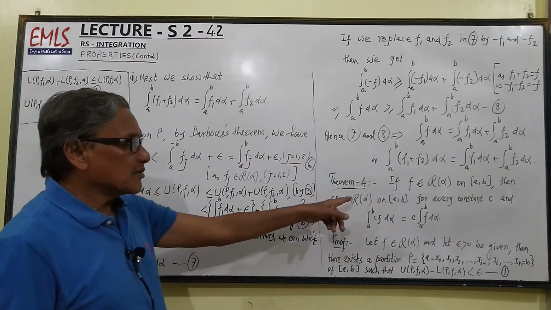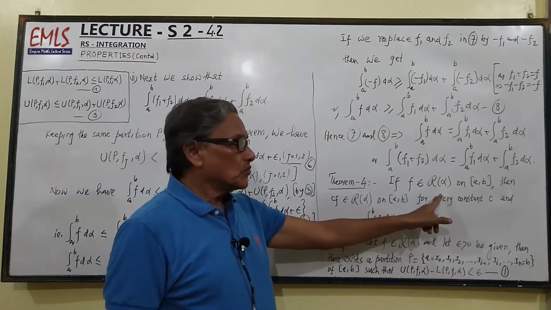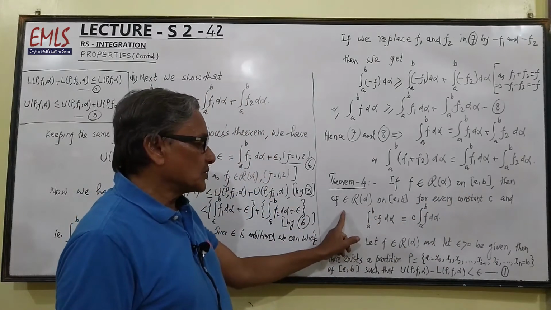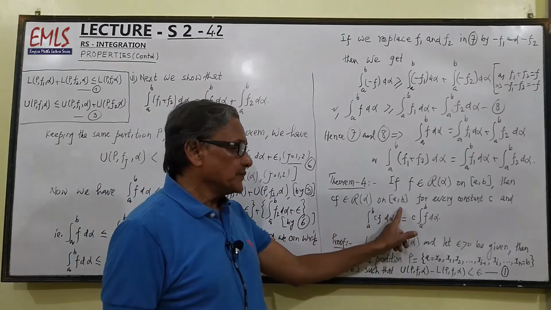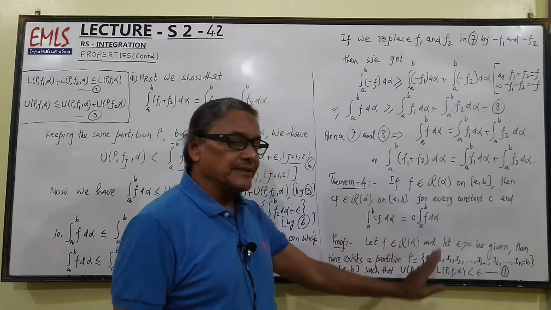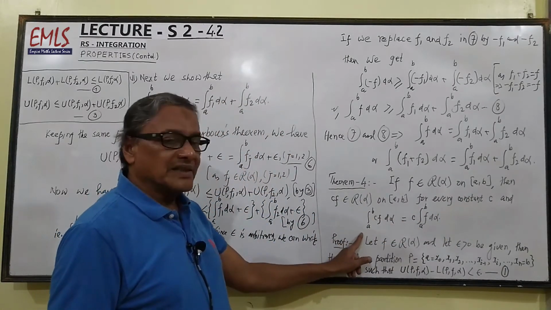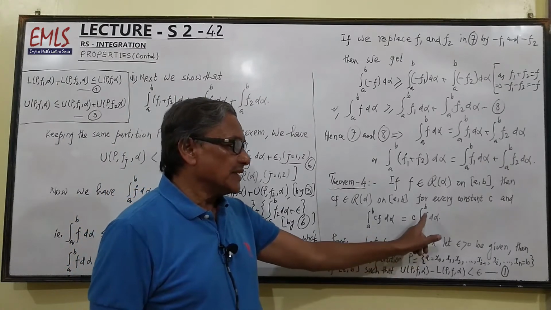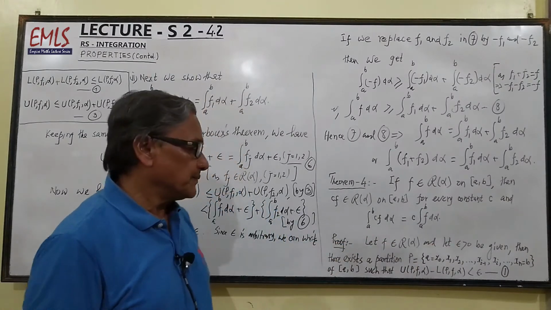Now next, Theorem number 4. If f belongs to R(alpha) on the interval [a, b], then cf belongs to R(alpha) on [a, b] for every constant c, and the integral from a to b of cf d alpha will be equal to c times the integral from a to b of f d alpha.